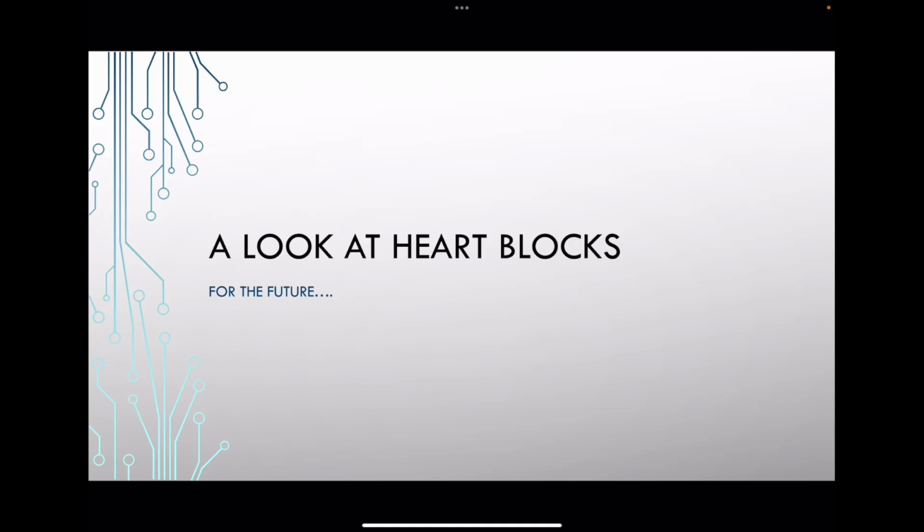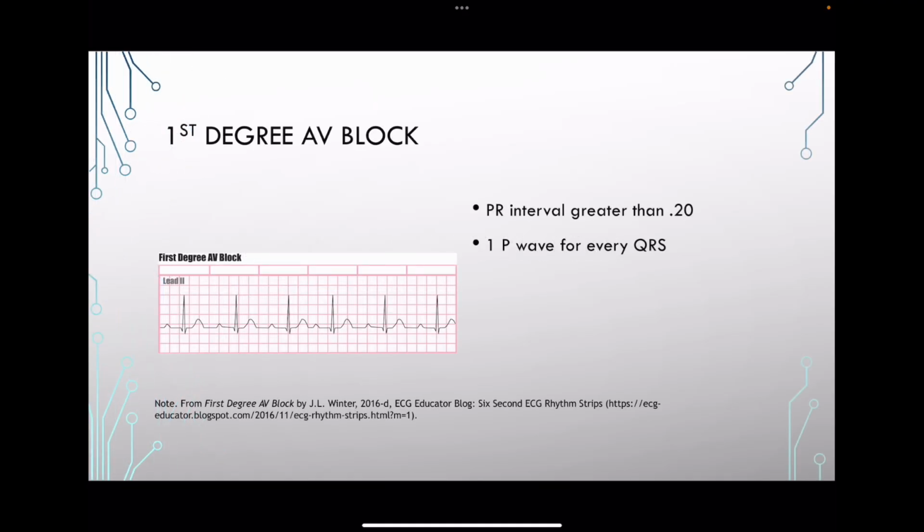Okay, now let's look at the heart blocks. So you've got 3 levels of heart blocks, but your second degree has 2 types.